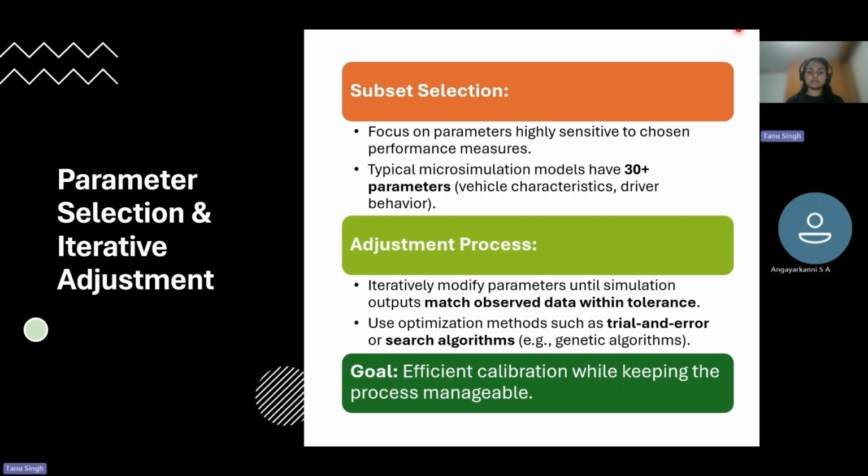If we try to calibrate all the 30 plus, or whatever the number of parameters are, it will be too complex. So we just select some of them and adjust them until the model matches the observed data in the field within all the tolerance limits, and then we use the calibrated model.